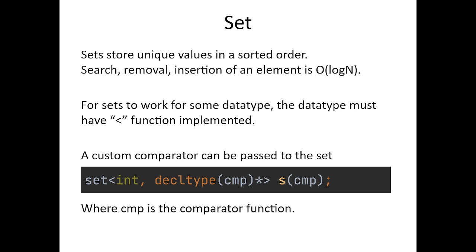The data type must be comparable. It's an obvious thing, right? If you want something in sorted order, there should be a comparison between two elements.